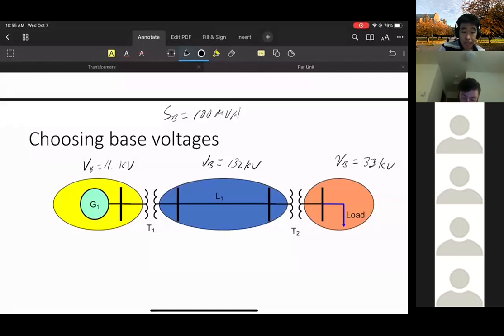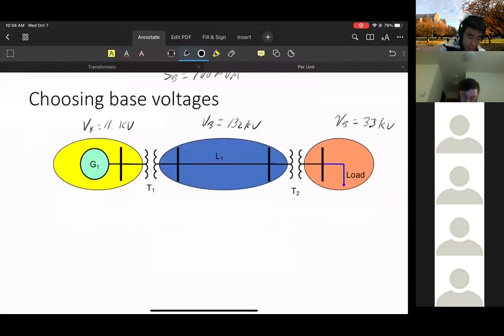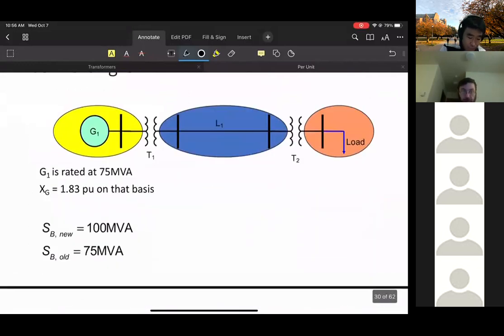All right, any questions about the power and the voltage choices? Okay, so once we choose these, now we need to do the conversion, right? We need to convert G1 to the basis that we have, convert the transmission line to the basis we have, and convert the load to the basis we chose. Okay, so not very difficult, but just division basically, okay?